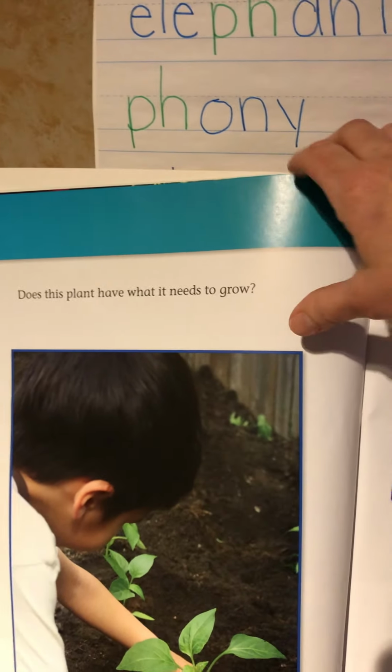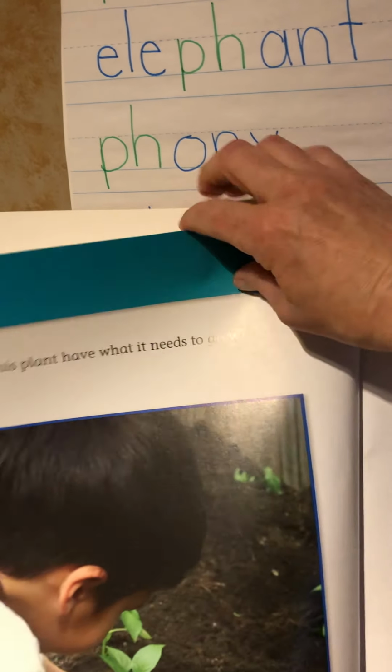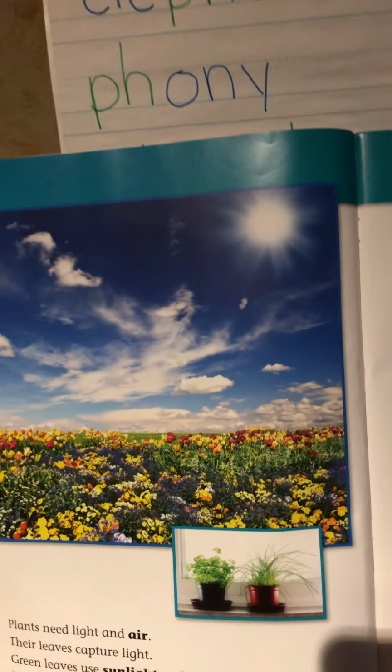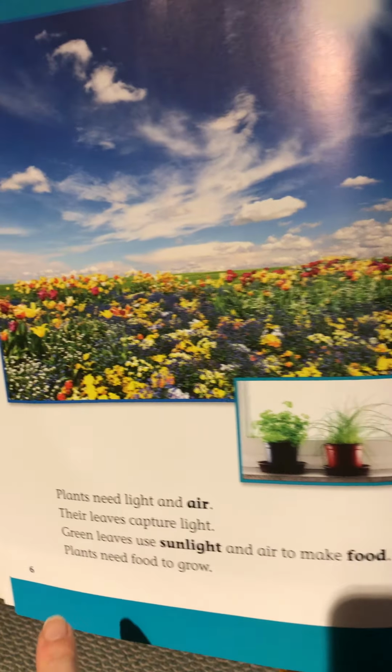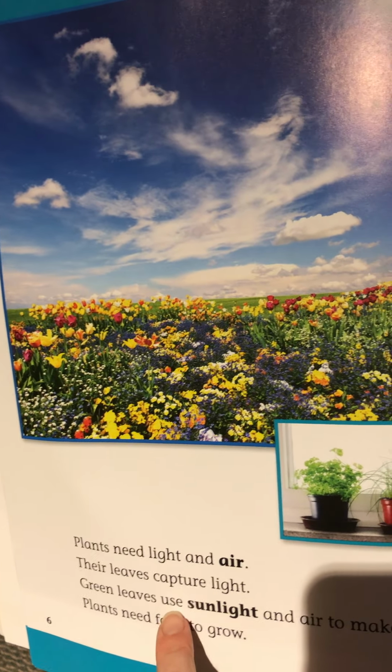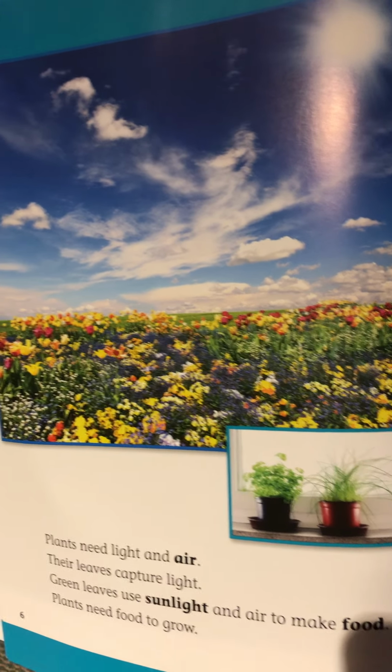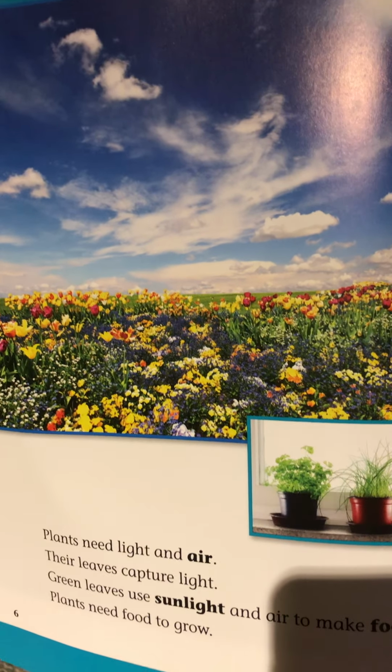Let's see what it says. Let's look at exactly what it says in the book about the green leaves. It says, green leaves use sunlight and air to make food. Plants need food to grow.